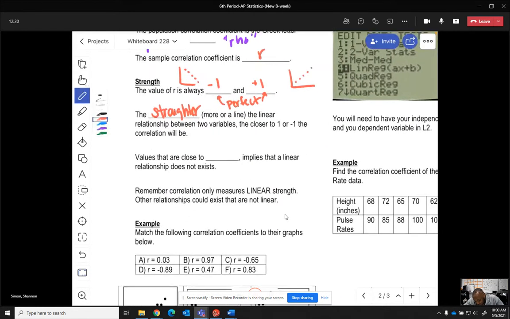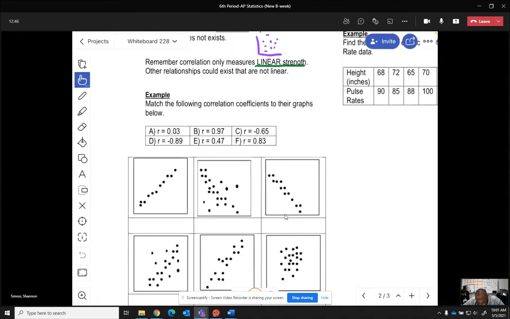Values that are close to 0 imply that a linear relationship does not exist. And we saw that. If you have values that look like they are just scattered out, there is no linear relationship. I need you to really remember that correlation itself only measures the linear strength. There are other types of strengths that you can measure: quadratic, cubic, exponential. But in this case, we're only interested in linear. That's what correlation measures.